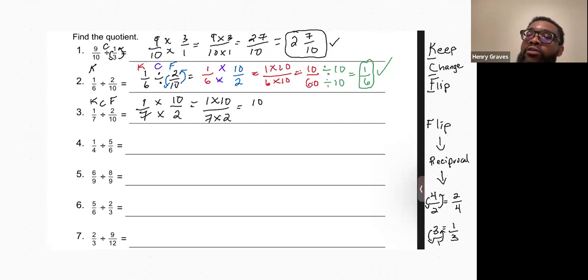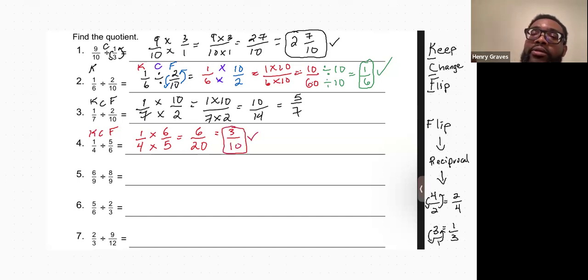Then my second favorite color, red, KCF, keep, change, flip. I'm going to leave the 1/4 the way it is. I'm going to change the dividing to multiplying. I'm going to flip it so the 6 is on top and the 5 is on the bottom. 1 times 6 gives me 6. 5 times 4 is 20. Simplify both of these by 2, and I get 3 over 10. So really start putting a box and a check mark on my answers, like I tell y'all to do.